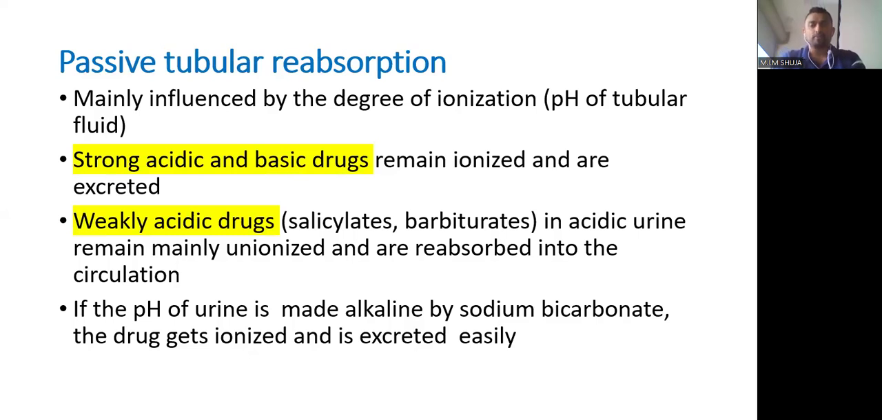And passive tubular reabsorption, this is what I have been talking about so far, is mainly influenced by the degree of ionization. Strong acid and basic drugs are ionized and they are excreted. Weakly acidic drugs in acid urine remain mainly unionized and are reabsorbed into the circulation. To make them more ionized or polar, we need to add alkaline into the tubular lumen. If the pH of the urine is made alkaline by sodium bicarbonate, the drug gets ionized and is excreted easily.